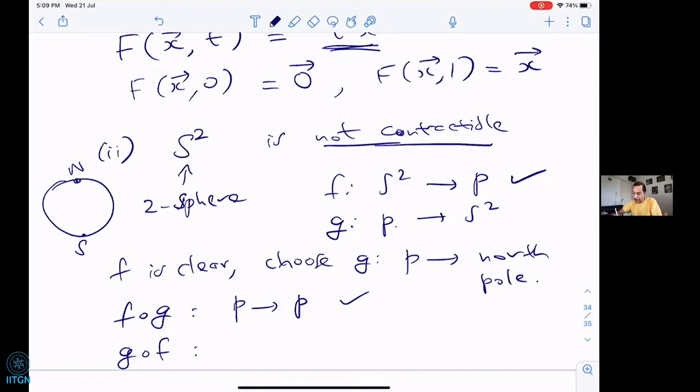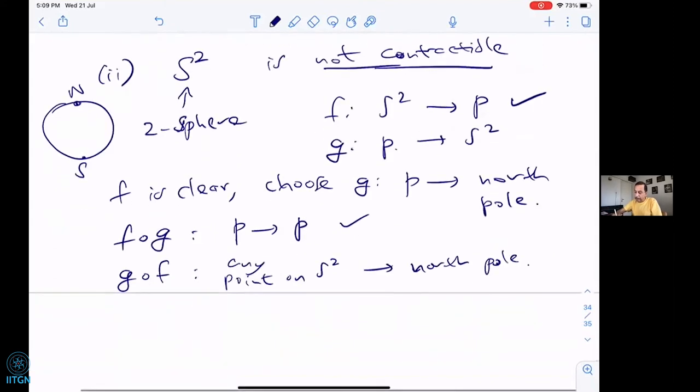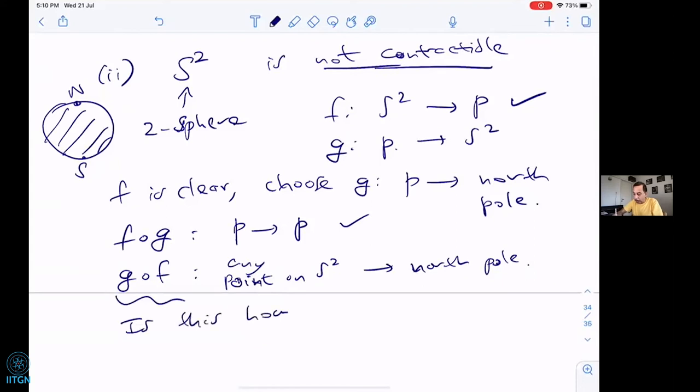But G composed with F is a different thing. G composed with F says that I start on the sphere with an arbitrary point. F takes it to P, and then G brings it back to the North Pole. So this takes any point on S2 to the North Pole. Okay. Now the question is, we've got G composed with F. It takes every point on this sphere to the North Pole. It's a map. Okay. Is it homotopic to the identity map on S2, which takes any point on S2 to itself?